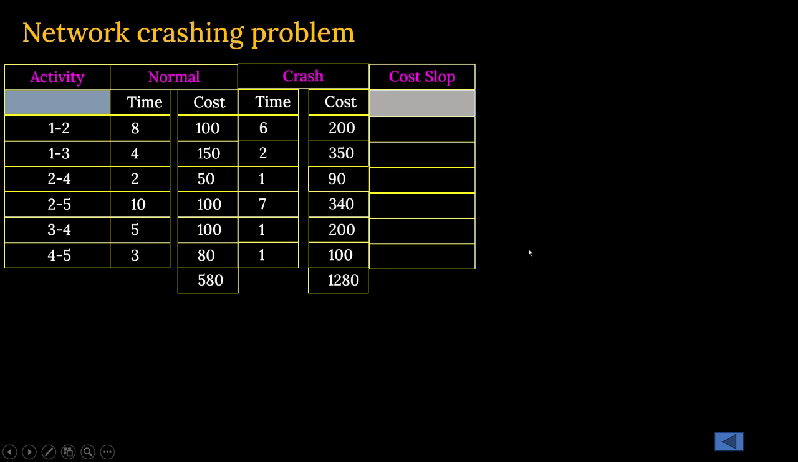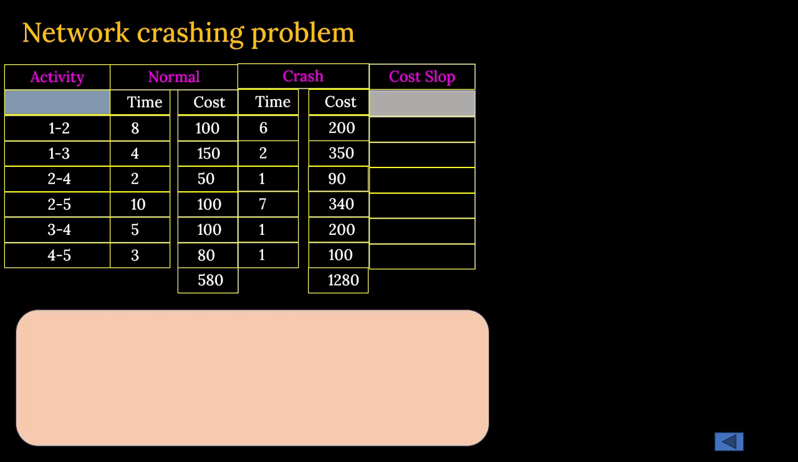This is the problem given. The network is given. Now, what is to be done by us? What is expected? First of all, this is known as the time cost data of a project. Time cost data is given. That is usual.